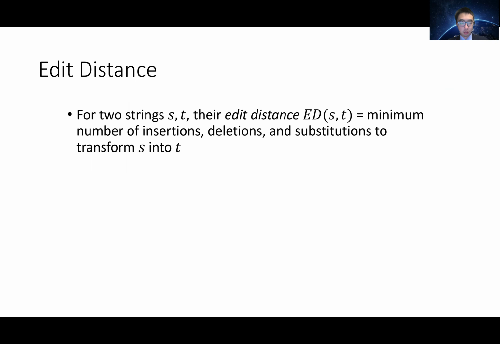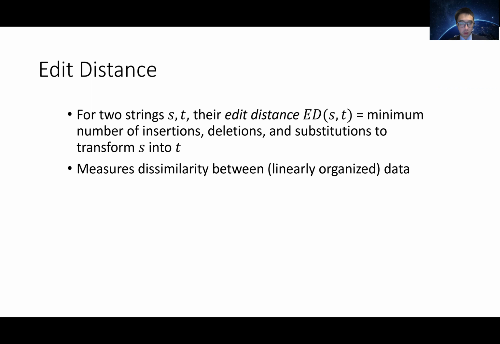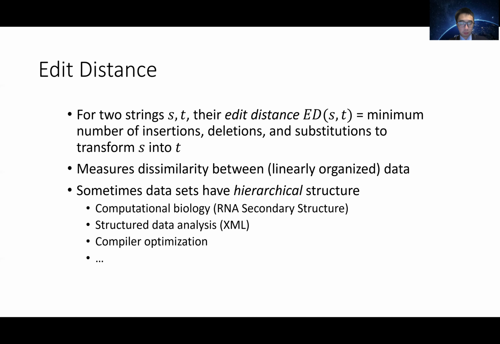For two strings S and T, their edit distance is defined to be the minimal number of insertions, deletions, and substitutions needed to transform S into T. It is a measure of the similarity between two sets of linearly organized data. However, in some applications, such as in computational biology, structured data analysis, and compiler optimization, data sets have hierarchical structure instead of linear structure. For these data sets, we need a better measure of the similarity called tree edit distance.